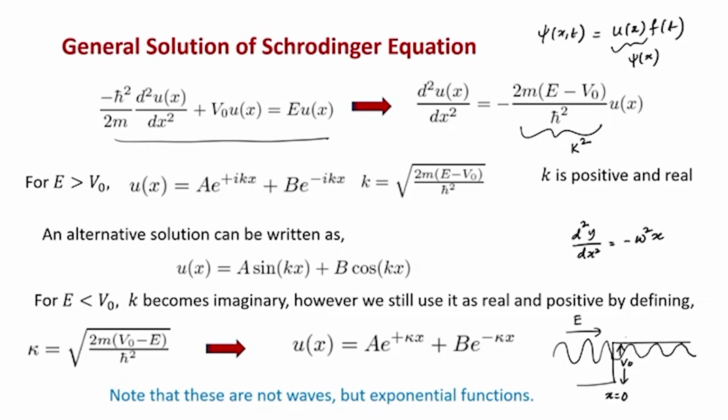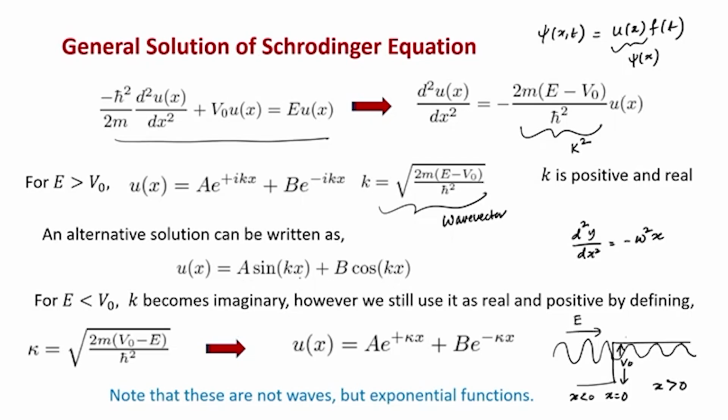So for x less than 0, it's a wave with a wave vector. This is called a wave vector k, and it's going to be propagating in the x greater than 0 region. So this is x less than 0 and this is x greater than 0, with another k, where E is reduced to E minus V0. Now, an alternative solution can also be written as A sin kx plus B cos kx.